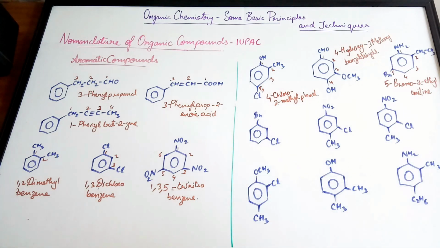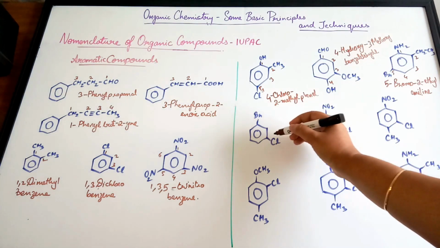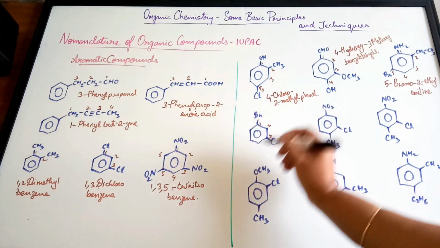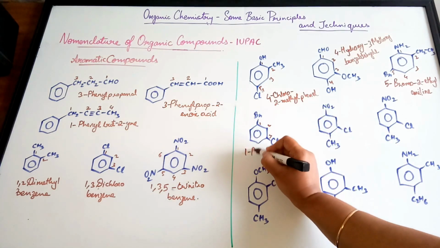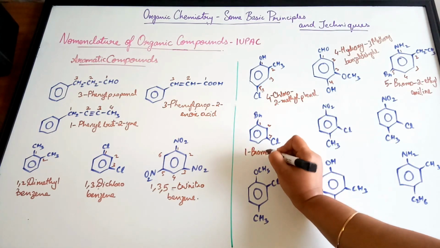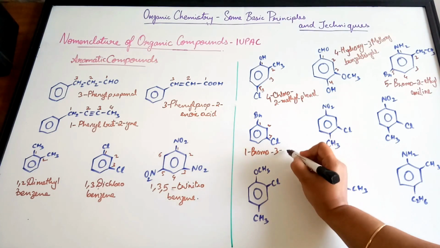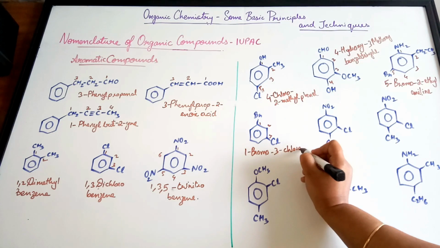So in the first case, you have bromine and chlorine. B comes before C, so 1, 2, and 3. So 1-bromo-3-chlorobenzene.